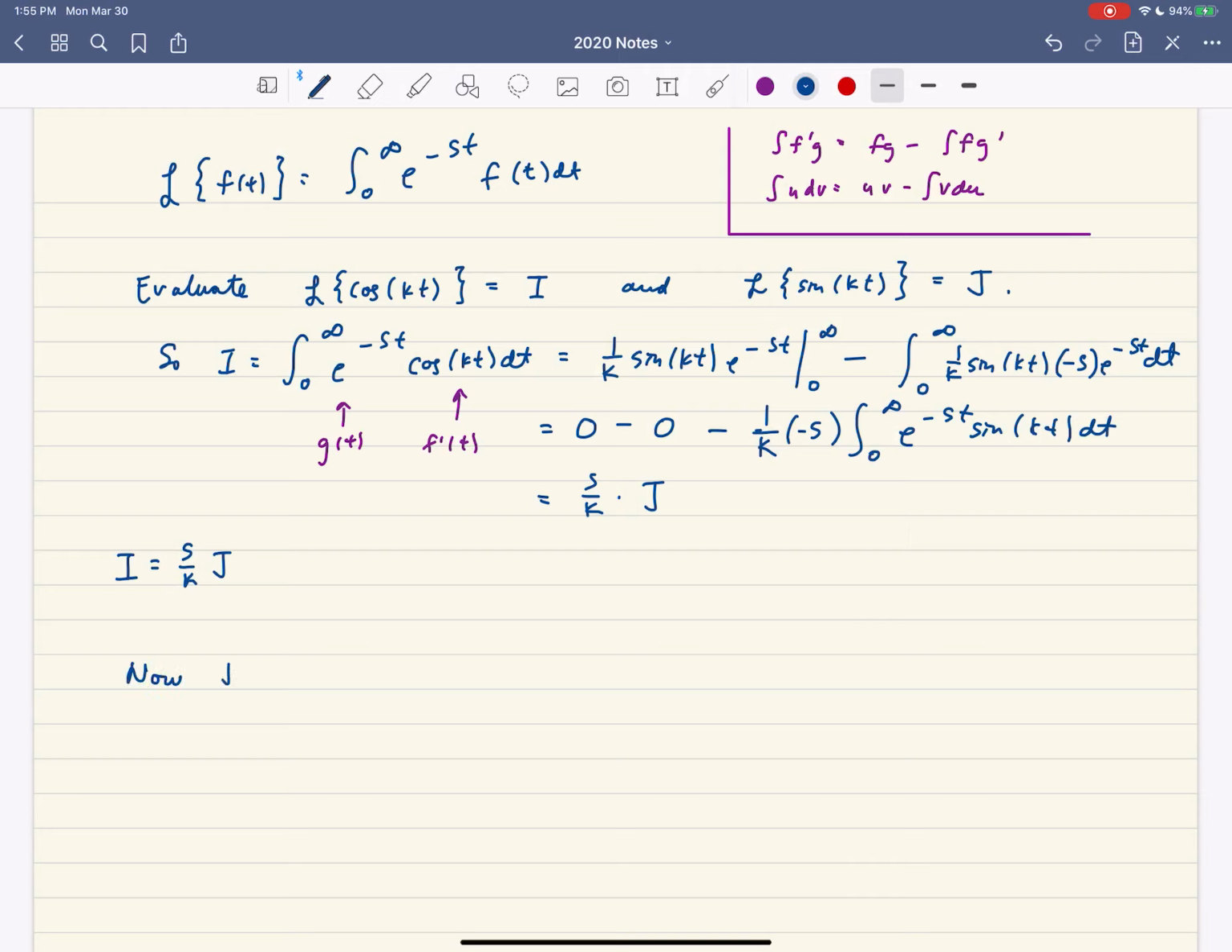So let's write this out. So J is going to be the integral from 0 to infinity of e to the negative st sine of kt dt. So we just need to go through and find this. And we're going to do a very similar thing here. We're going to do integration by parts again.